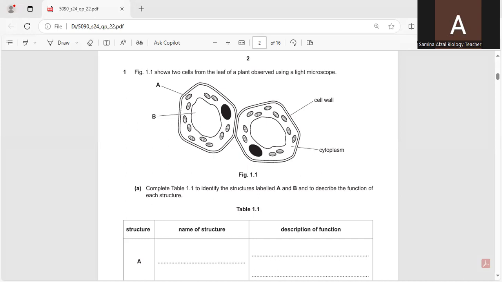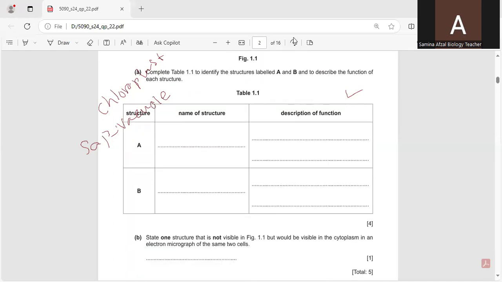Structure A is chloroplast. It shows that it is a plant cell, and B, the cell wall, is also there. And the B is sap vacuole. So here we have to write down the function of these in the table. So the A was chloroplast. And the function of chloroplast is the process of photosynthesis, that it is used to help out the process of photosynthesis.